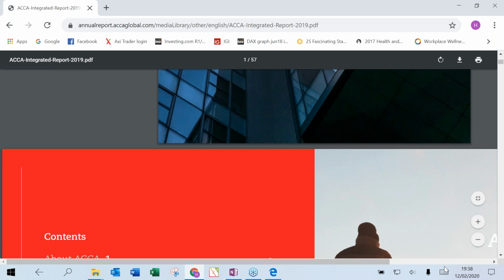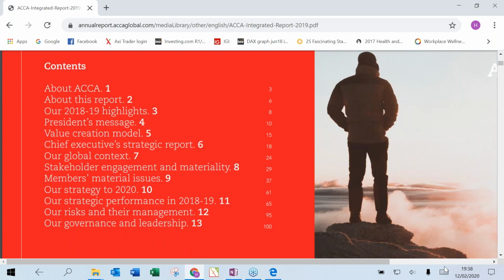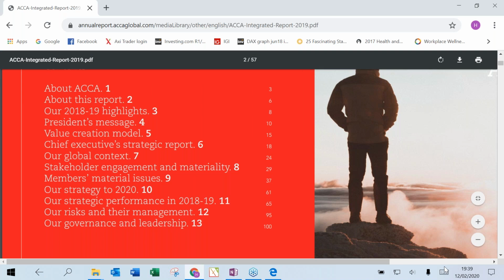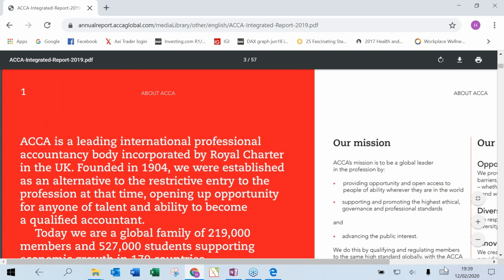so it's trying to load the contents about ACCA: highlights, message, value creation model, strategic report, global context, stakeholders, engagement, strategy, strategic performance, risks, governance, and leadership. Wow, I'm so glad. I swear this was unplanned. It just occurred to me to show you ACCA, and I'm so glad that whatever I taught you guys, I'm able to show. ACCA is our mission.